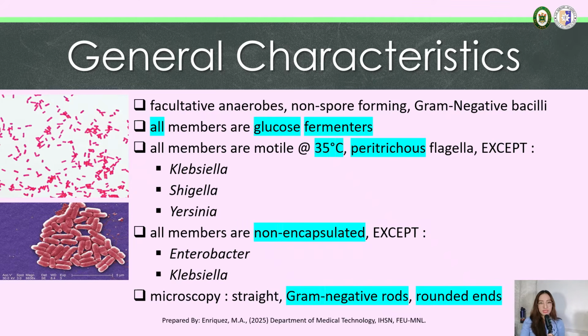Now, after gram staining and under the microscope, all members of Enterobacterales can be seen as straight gram-negative rods with rounded ends, as we can see right here on these photos. So ito po, right here, and these ones right here. As we proceed with the discussion, hindi ko na po ipapakita ulit yung microscopic morphology nila individually because they all look like this.